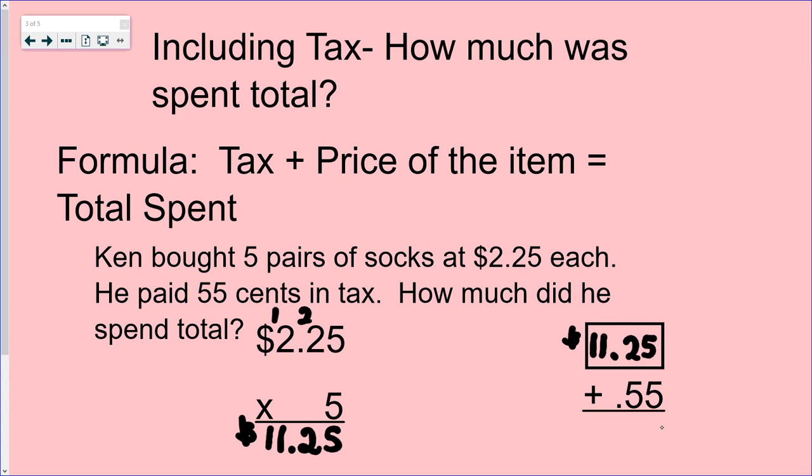So 5 and 5 is 10. We carry that 1. 5 and 2 is 7, plus 1 more is 8. My decimal point. Bring my 11 down and put my dollar sign there. So he had to pay $11.80 total. The price of the items plus the tax equals the total.